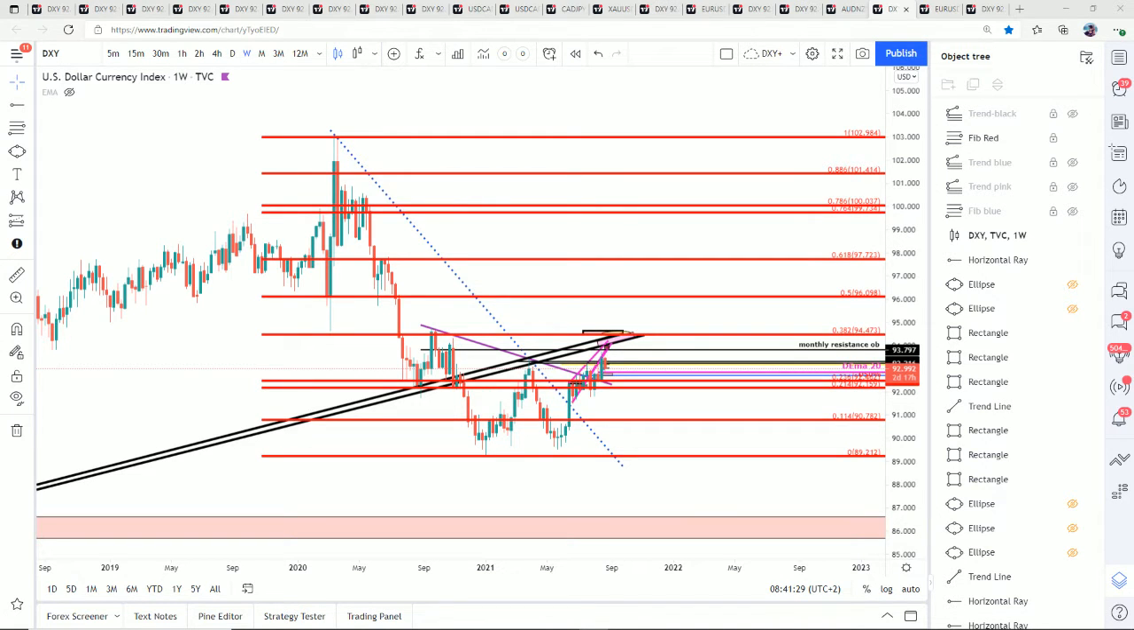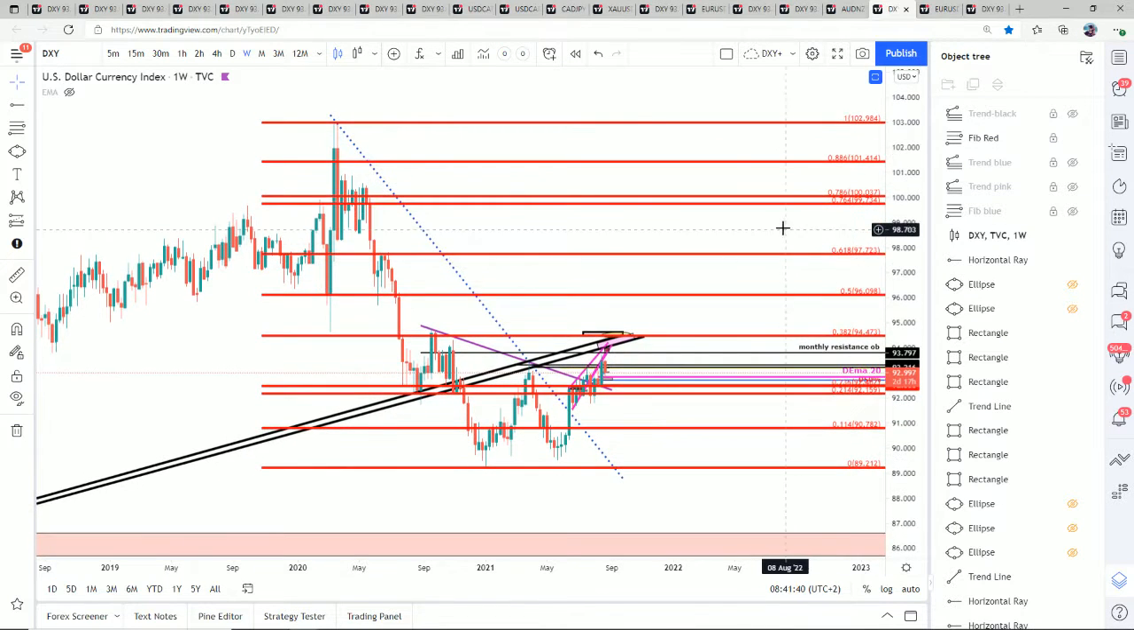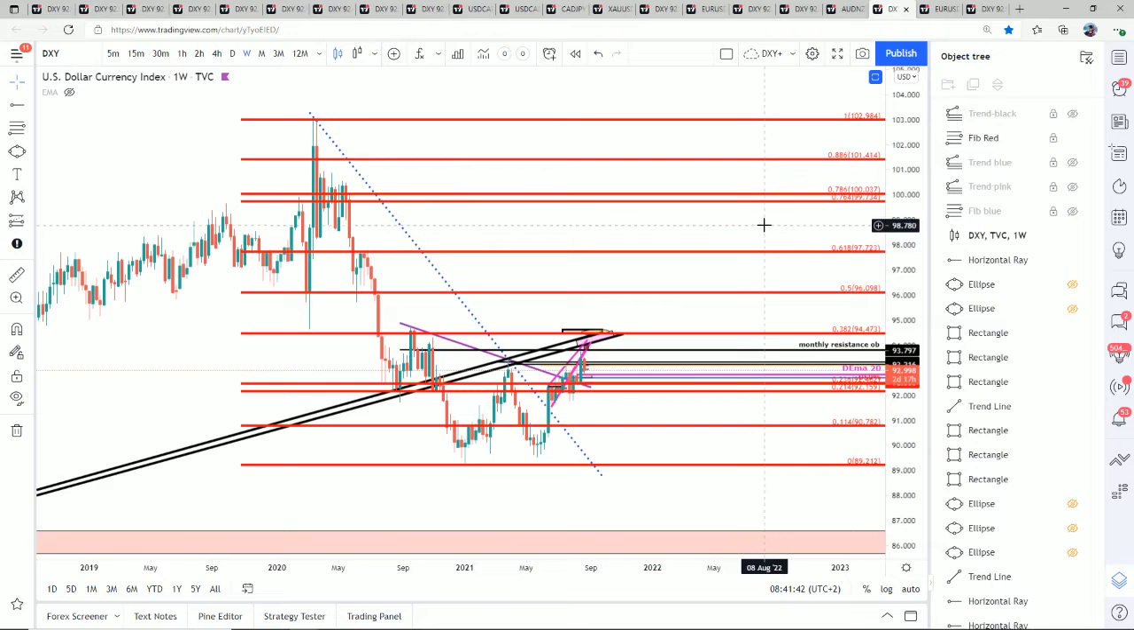Good morning. So a review on the DXY with a longer term view. I like to do this once or twice a month just to remember where we are. We do it daily, but it's interesting.